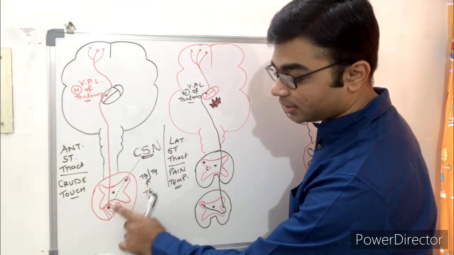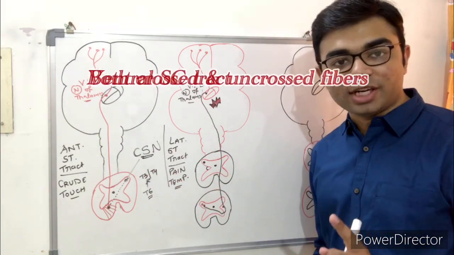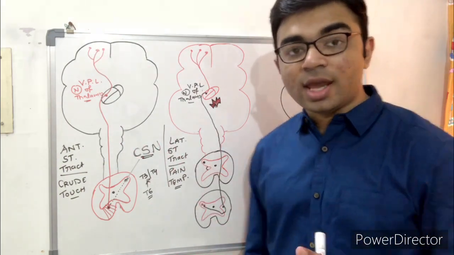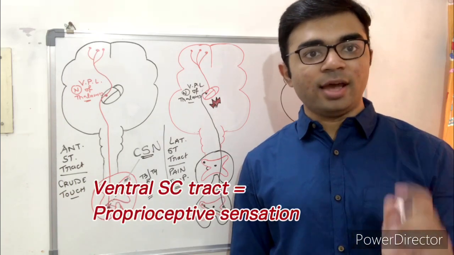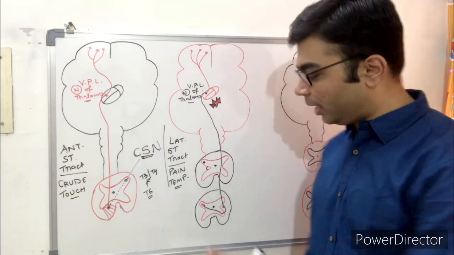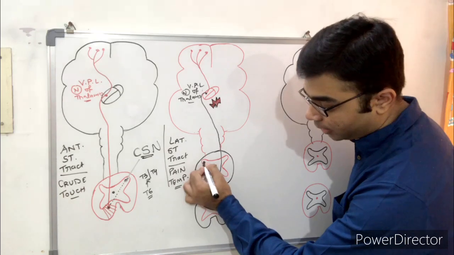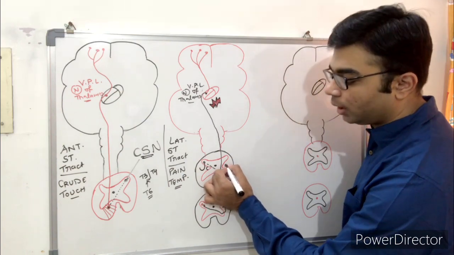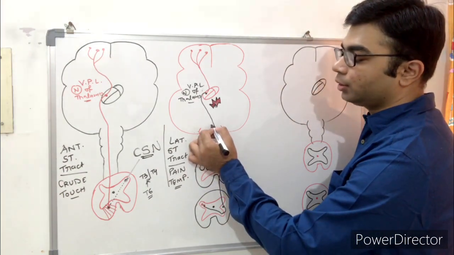Till now we were discussing only crossed fibers, meaning they cross the midline. But the ventral spinocerebellar tract has both crossed as well as uncrossed fibers, and these fibers carry proprioceptive sensation from the muscles, ligaments, and joints. All of these are carried by the ventral spinocerebellar tract. So it may go upward on the same side, as well as cross the midline, going up to the lateral white column. From here it reaches up to the superior cerebellar peduncle.